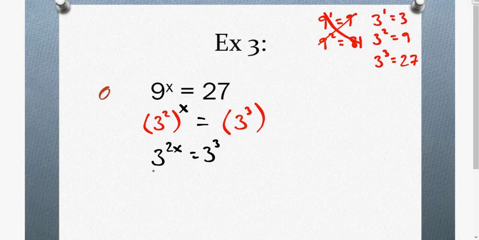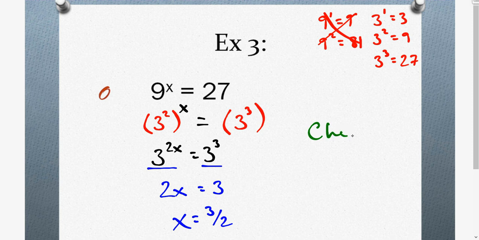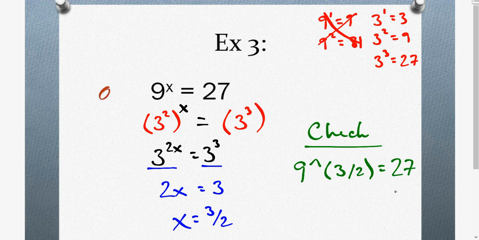So now I have a common base. So I can just set the exponents 2x and 3 equal to each other. So x just equals 3 halves. Okay. Could you check that? Sure. Use a calculator. Okay, it's fast, it's easy. 9, caret key, parentheses, 3 divided by 2, equals, and you're going to get 27.